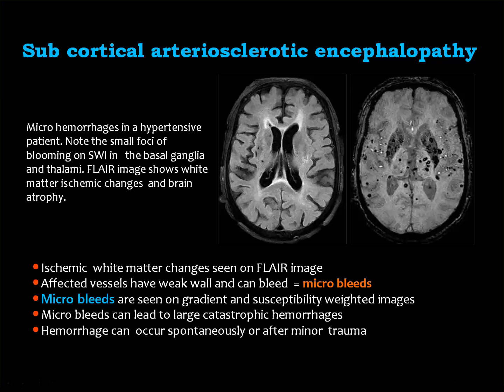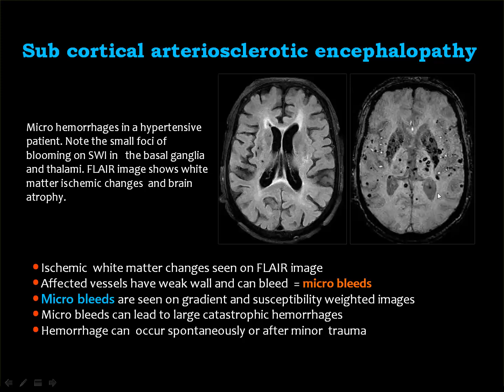Then this is the value of the gradient image or the susceptibility weighted images. Many times, many patients with subcortical arteriosclerotic encephalopathy have diseased vessels, and these diseased vessels may bleed. And this bleeding is known as microbleeds. You cannot see these microbleeds except by the gradient or the susceptibility weighted image.